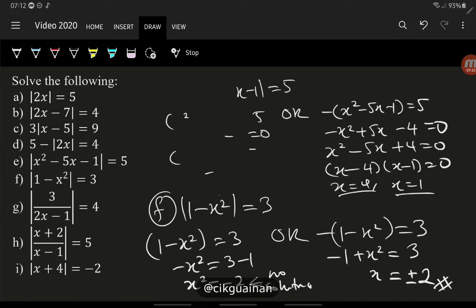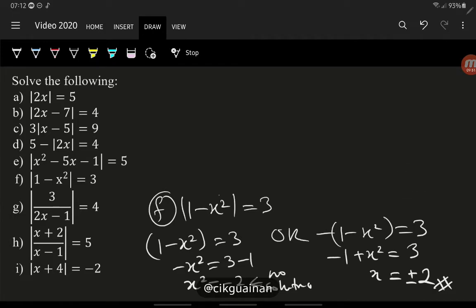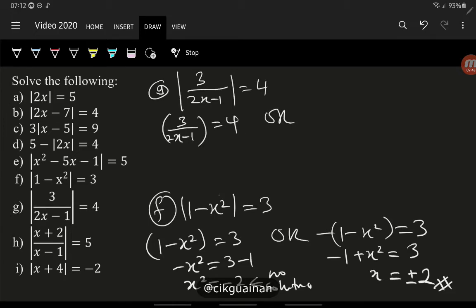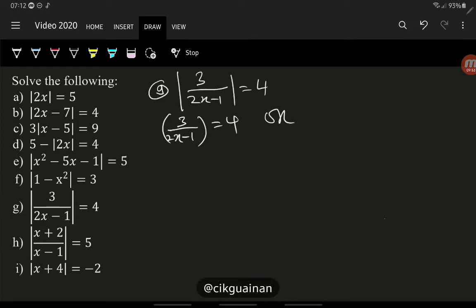Okay, let's move on to the next one, G. Okay, but I'm going to erase all these. G is modulus of 3 over 2x minus 1 equals 4. So we do the same thing. 3 over (2x minus 1) equals 4, or this one erase also. Okay, bracket, 3 over 2x minus 1, negative, equals 4.